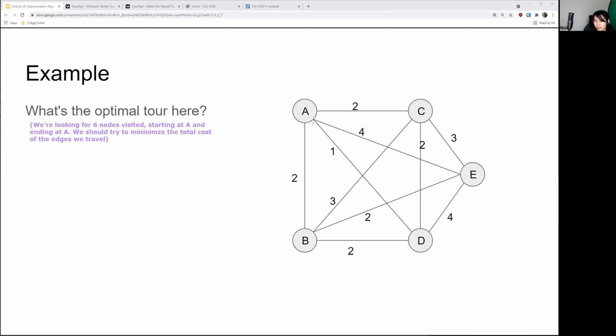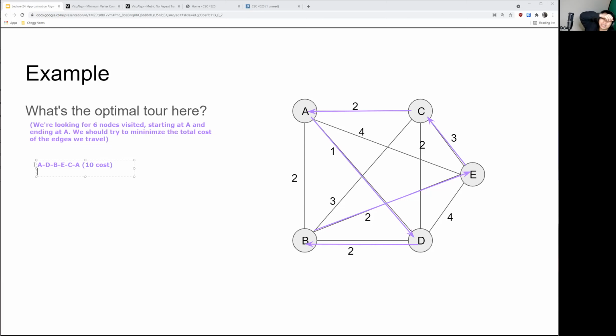All right, so people are saying, let's go from A to D, and maybe then D to B, B to E, E to C, and then C back to A, right? That's a path. So one possible combination is that we could go from A to D to B to E, E to C to A, right? And if we add that up, I believe what we get is 10 cost total, right? Can anyone find a cost that's cheaper than that?